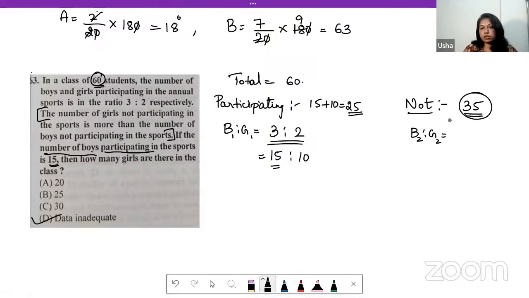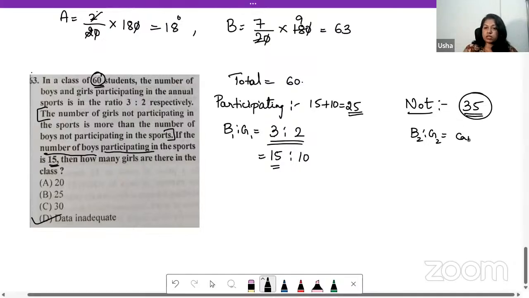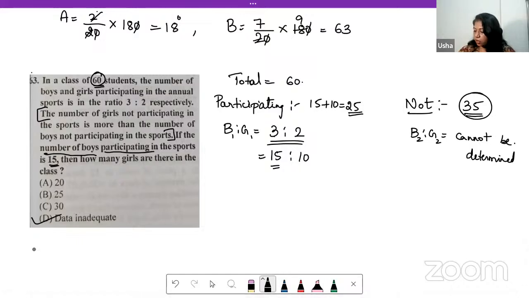Since this information is not given, we cannot find out how many boys and girls there are among these 35 non-participating students. So we cannot find out how many girls are there in the total class. We cannot determine this information. Therefore, data is inadequate. Understood, everyone?